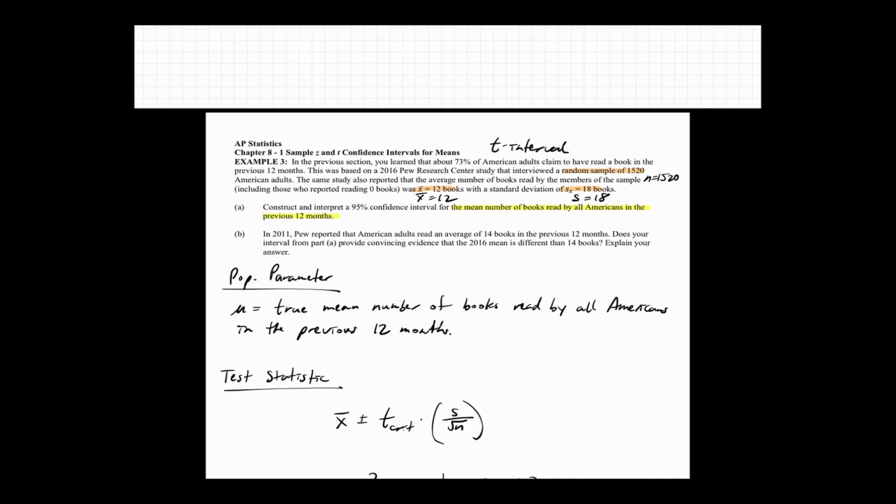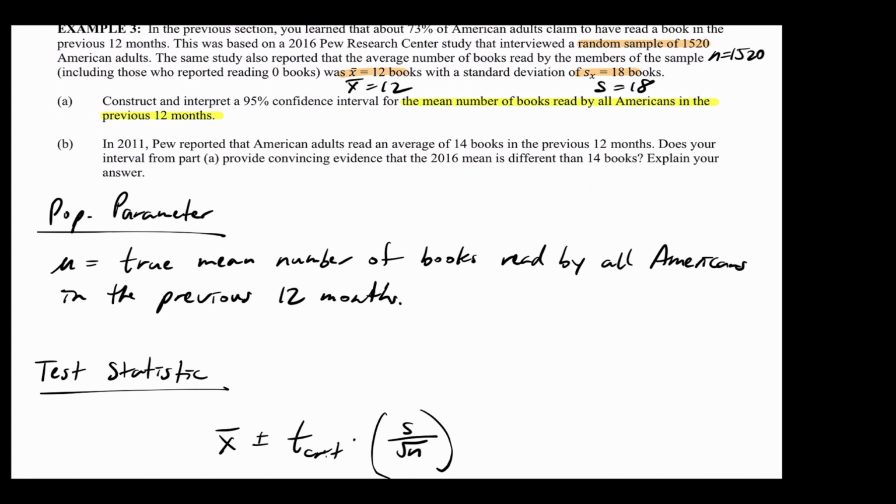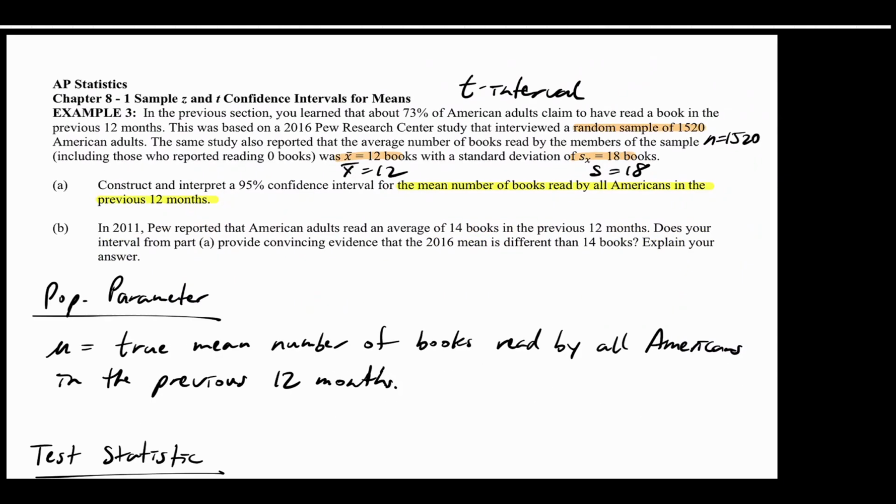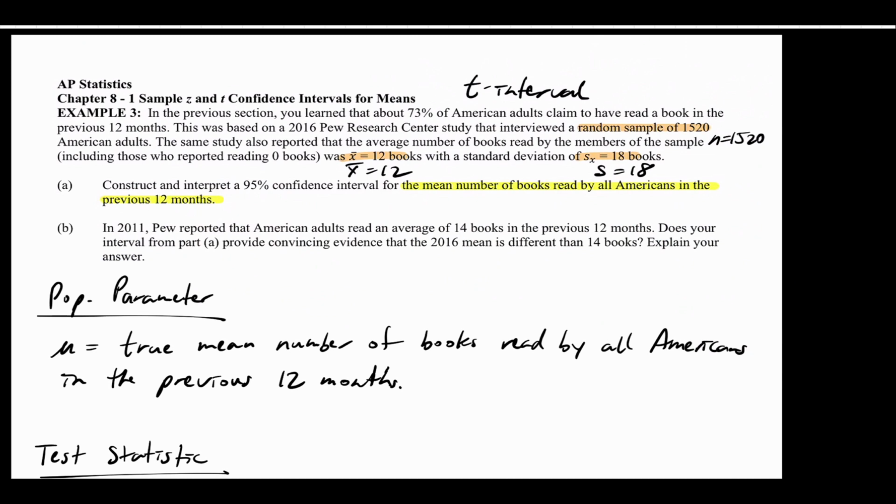All right, very last thing. Pew reported that American adults read an average of 14 books in the previous 12 months. That was their claim in 2011. Does your interval from part A provide convincing evidence that it's different? So, pretty much, can we refute their claim? Last one, we couldn't refute their claim. Were they right? I don't know, but we just couldn't. This one, can we refute their claim and say that number is not correct? Yes.